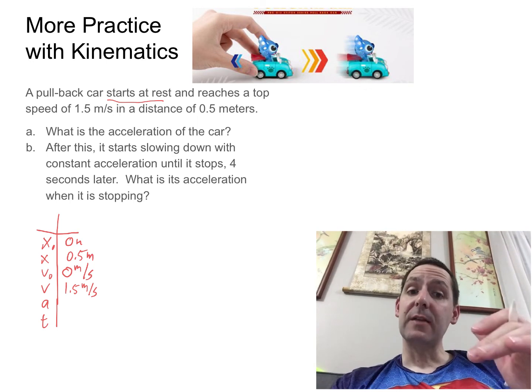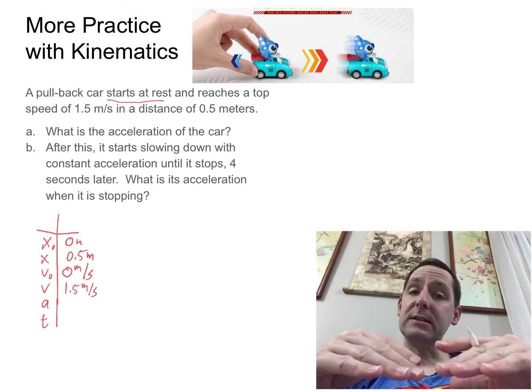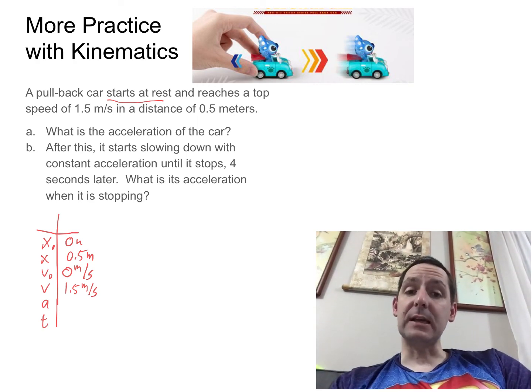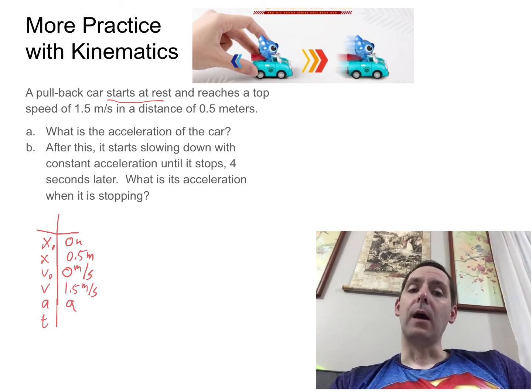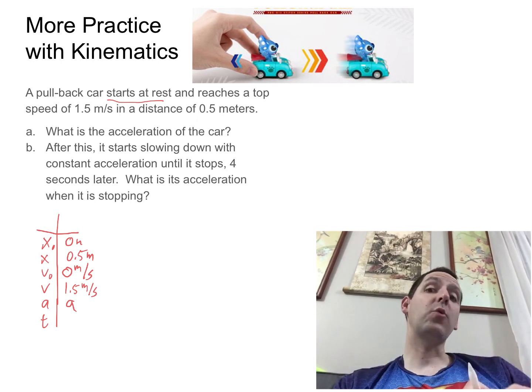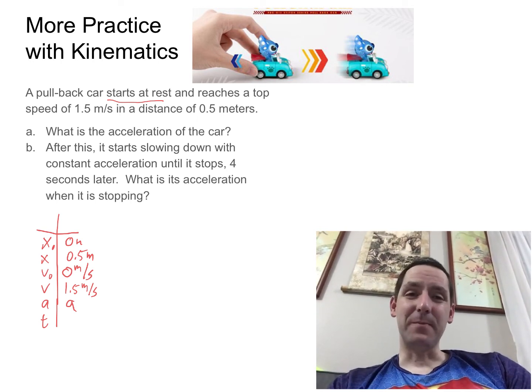Now notice that the initial velocity is when it was at 0, and the final velocity is when it got to that 0.5. Now the question is, what is the acceleration? I don't have time and I don't care about the time. It's not asking for it. I don't have it. So let's use the one equation that doesn't have time in it. Can you find it? It should be this one.